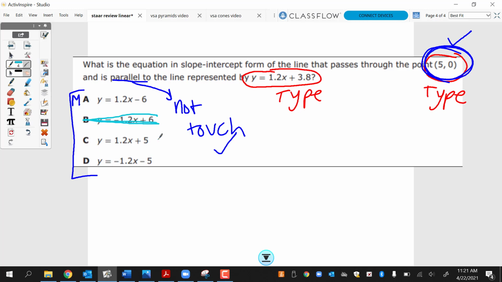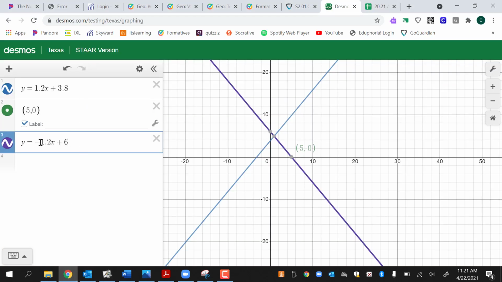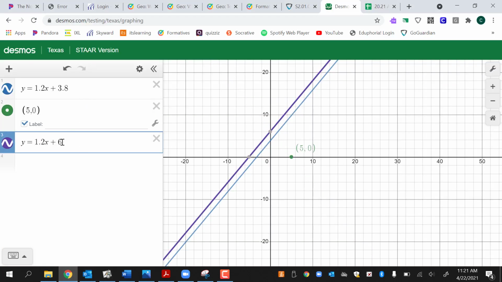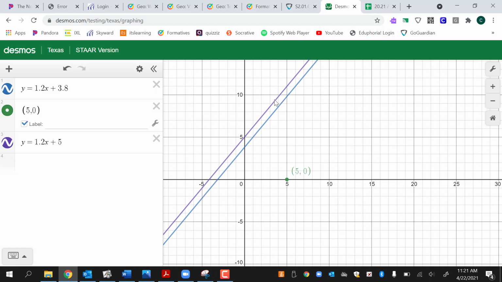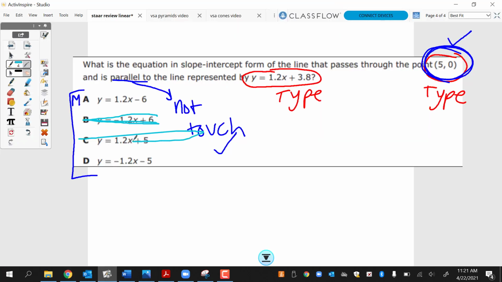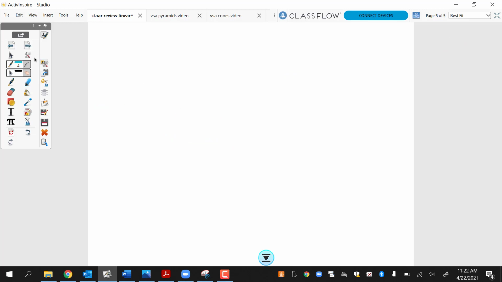Okay, if I type in C, that was 1.2x plus 5. So in this answer choice, I'm seeing, oh yeah, the lines never touch, but this line doesn't go through the point like it's supposed to. Okay, so that one's also wrong. Okay, D is also wrong. So yes, choice A was correct because it did both things. It didn't touch and it went through the other point that it was supposed to.